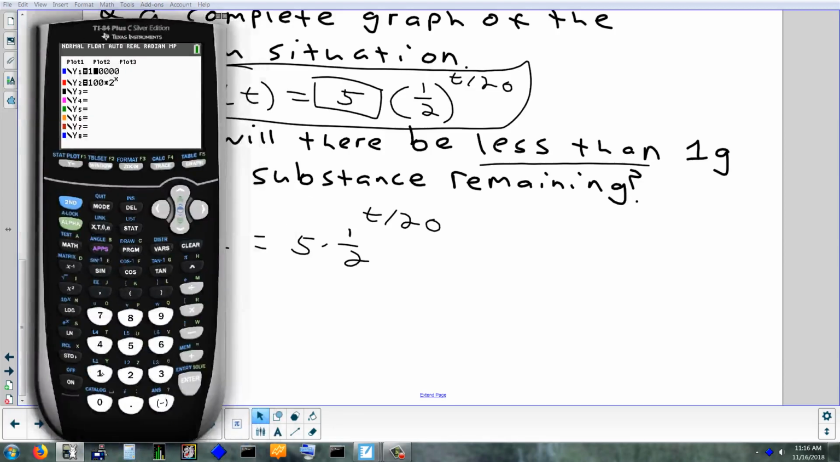We've got 1. Oh, let's clear that. And then 5 times, for me it's easier to type in a half as 0.5, raised to the x over 20. Okay, let's see what we got.